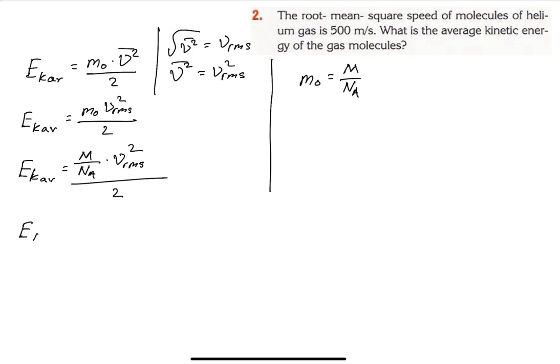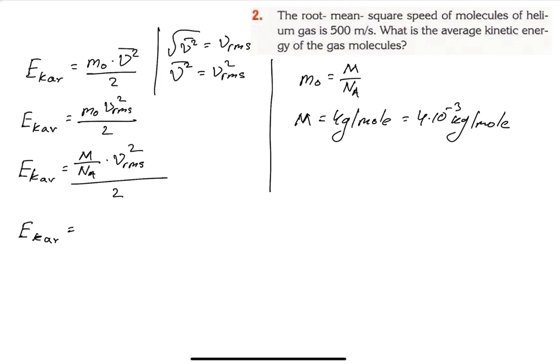So next is equal to, let's put the numbers. Molar mass of helium is, I will write it here. It's 4 grams per mole, but here we need to convert it into kilograms, so it's gonna be 4 times 10 to the power of negative 3 kilograms per mole.